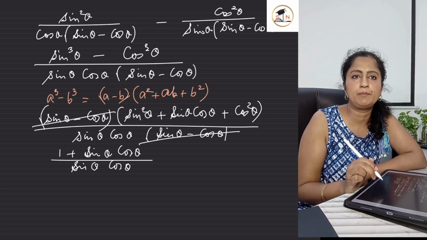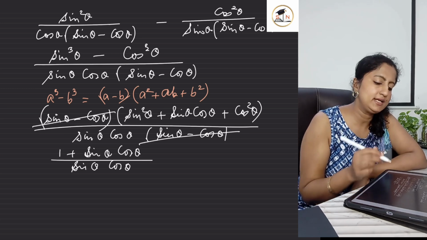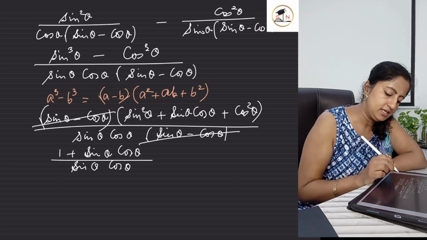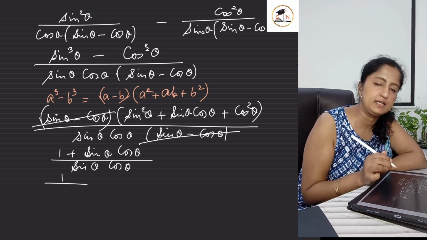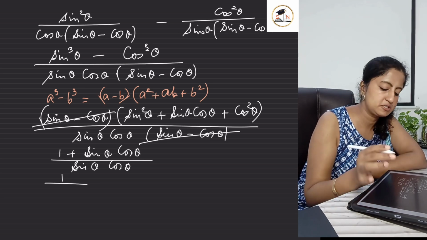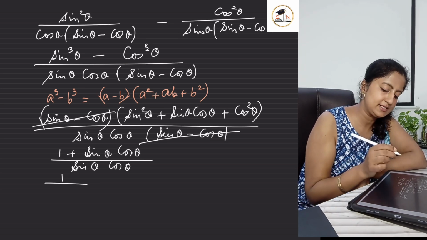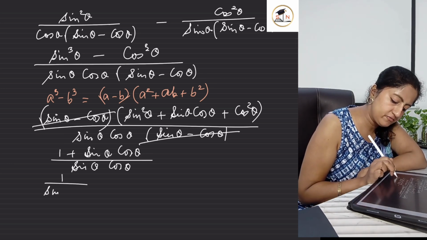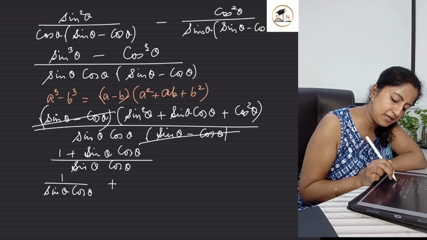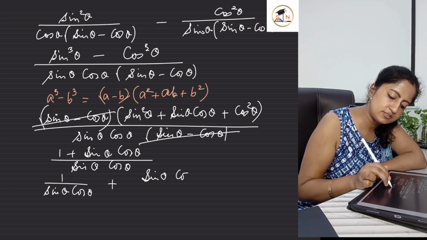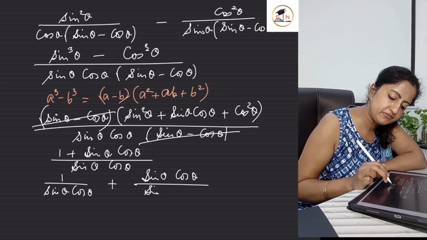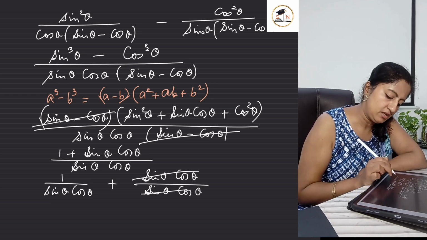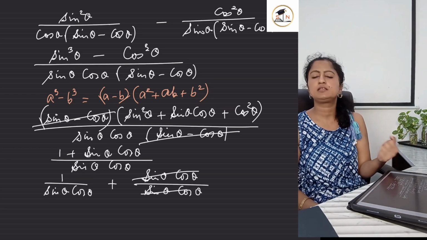Though the question is not solved completely yet, we are just 2 steps away. But we can see that from such a big portion, we have come to a very small portion, right? Now, I am going to split, not splitting the middle term, but splitting the numerator, that is giving each term of the numerator the respective denominator. So 1 over sine theta cos theta plus sine theta cos theta divided by sine theta cos theta. Okay, this cancels out. We are left with 1 by sine theta cos theta.